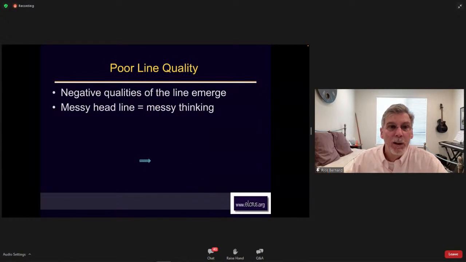Okay, with poor line quality, the negative qualities of a line emerge. Messy headline, messy thinking. Messy heart line, problems with their emotional life.